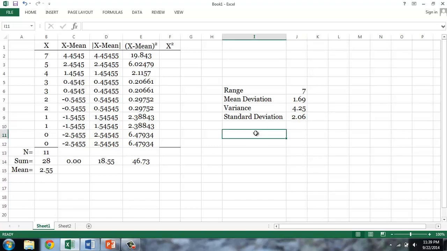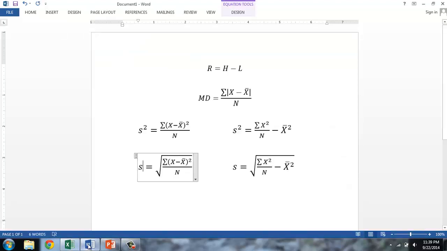Before we move on to simple frequency distributions, I want to mention that there is an alternative way to calculate variance and standard deviation. The textbook refers to these as the raw score formulas. These can be a bit simpler in that they require fewer columns of calculations. The numerator in this case is simply the sum of each score squared.